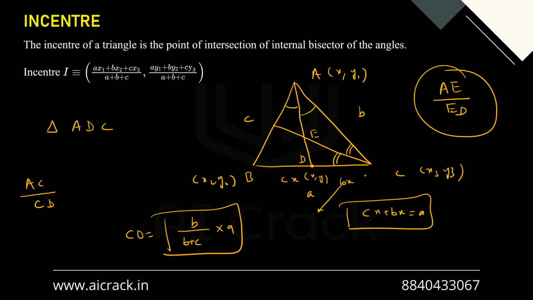Now we know the length DC with the help of simple ratio and proportion. We know the length of CD, and we also know the length of AC, that is B. So basically we know the ratio AC divided by CD. And since we know the ratio of AC is to DC, we also know the ratio of AE is to ED, because of the angle bisector theorem. Now we know this ratio AE is to ED, and we know the coordinates of A, we know the coordinates of D. So basically we can find out the coordinates of E. It's a little complicated process, but it's very conceptual to understand, right? So you have to remember this formula as well.